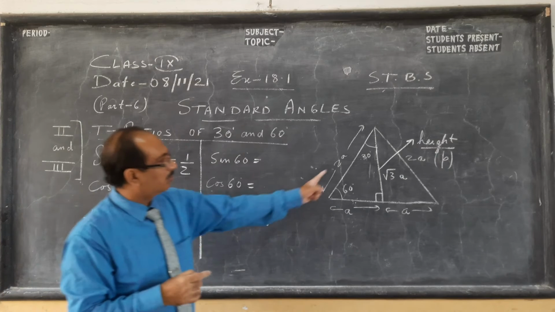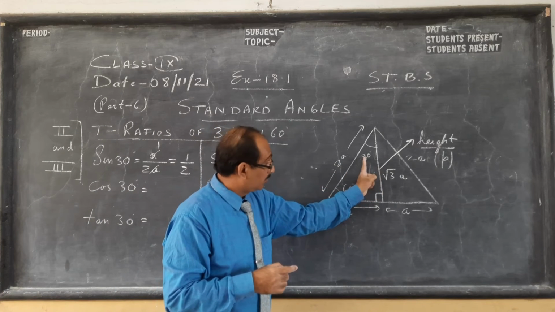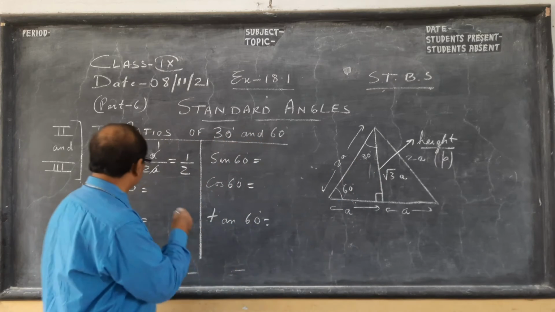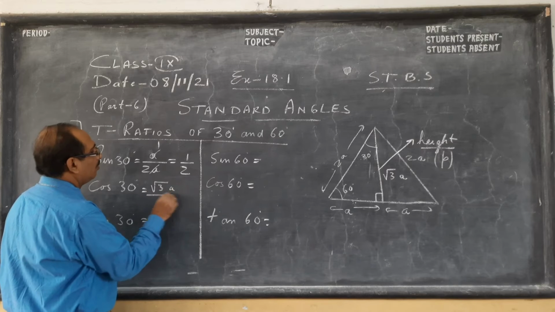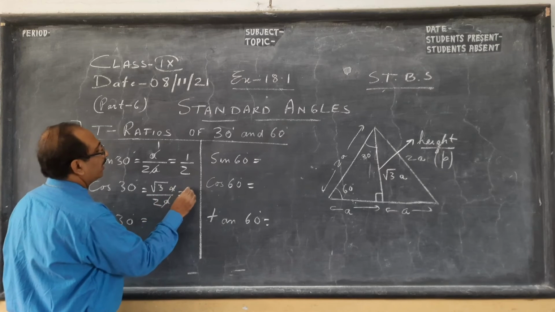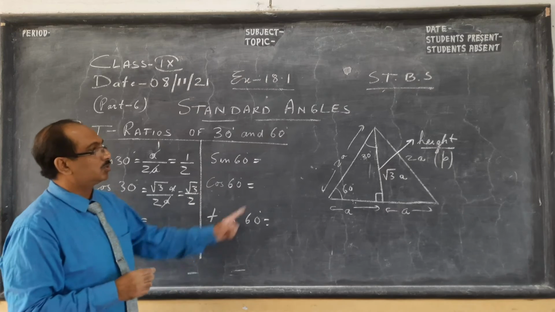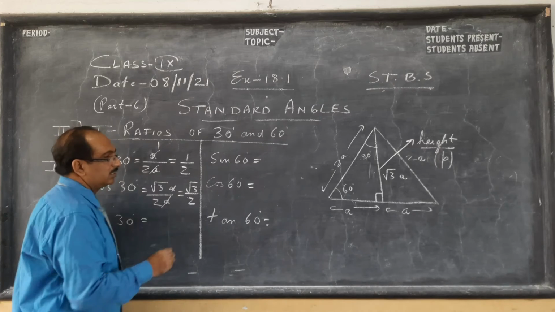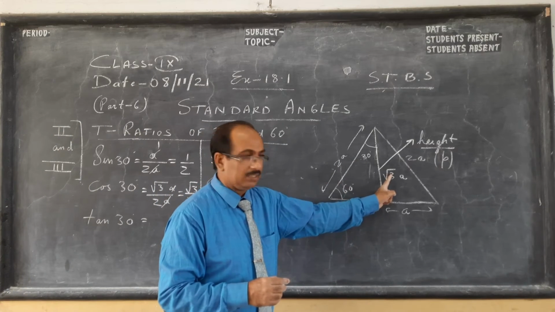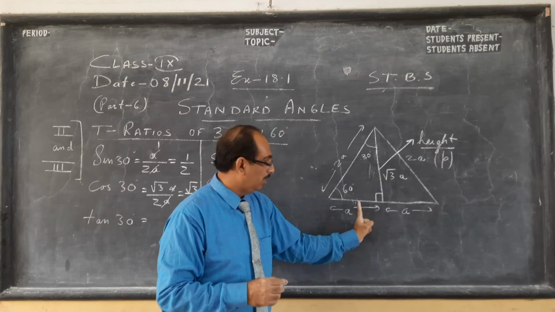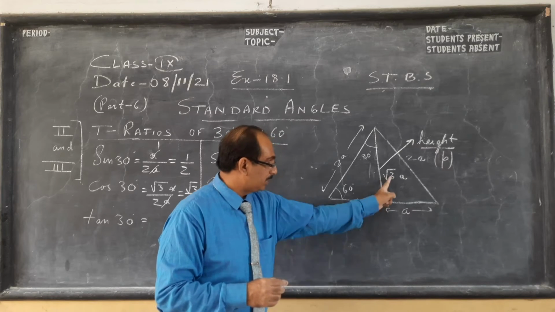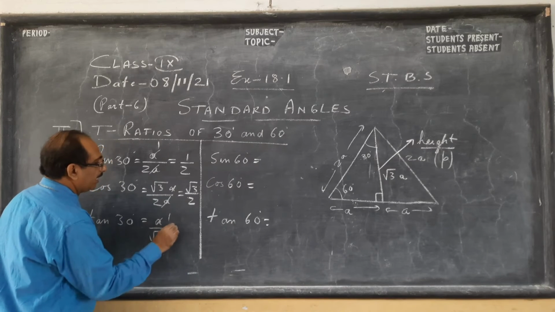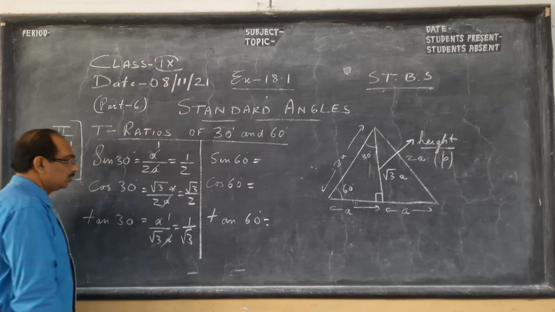What is cos 30? Cos of this angle is this by this. For cos, it is base, or adjacent, by hypotenuse. So root 3a by 2a, we get root 3 by 2. So cos 30 is root 3 by 2, sine 30 is half, and tan 30, children, tan is perpendicular by base, opposite by adjacent, so SOH CAH TOA. Opposite by adjacent, a by root 3a, and we get 1 by root 3. So this is about 30 degrees.